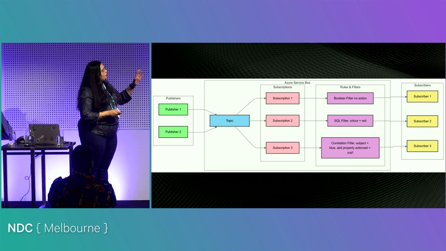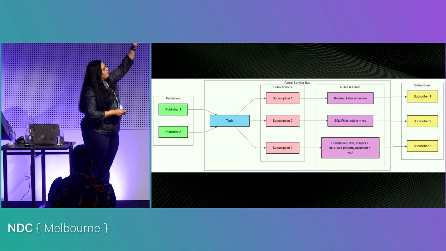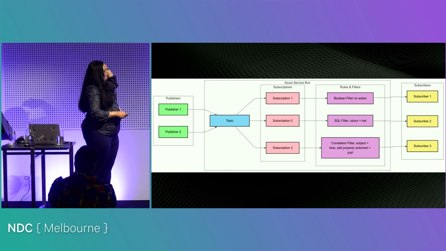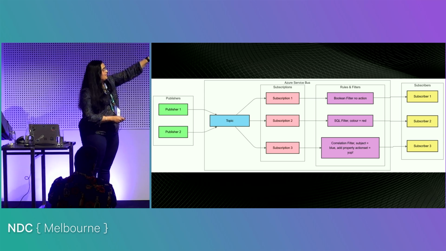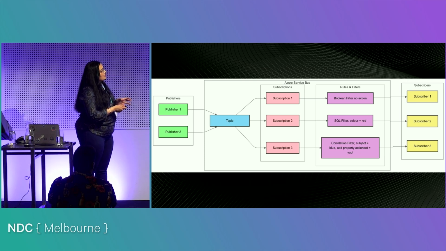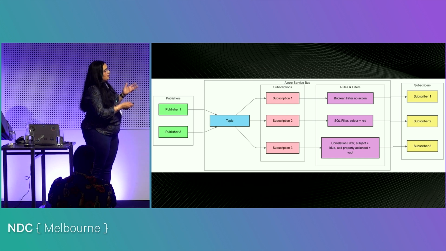But if I am to show you filters and actions, so the publishers can publish to a topic. Subscriptions come in, and on the first subscription, say I have a Boolean filter called true. So no action gets taken place. There's no filtering. Every message from the topic hits that subscription. In subscription 2, I have a SQL filter in place, which says color equals red. So only messages which have an application property called color set to red get into that subscription. In subscription 3, I am going to put a correlation filter in place with the subject being blue. And I am then adding a new property to the message itself, which says action set equals yup. And these are the subscriptions in place.